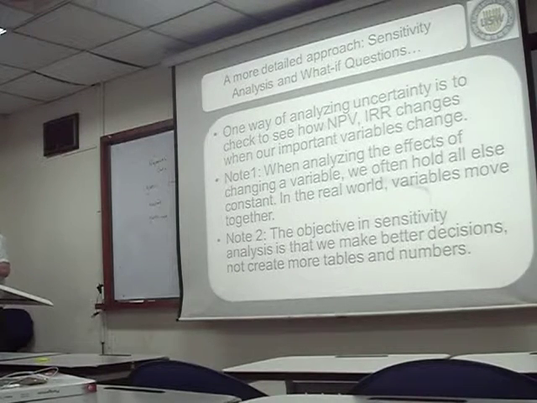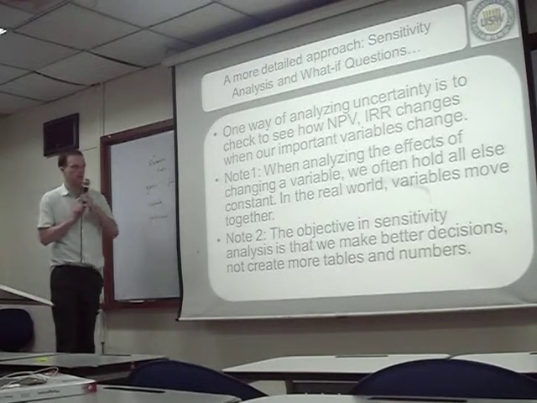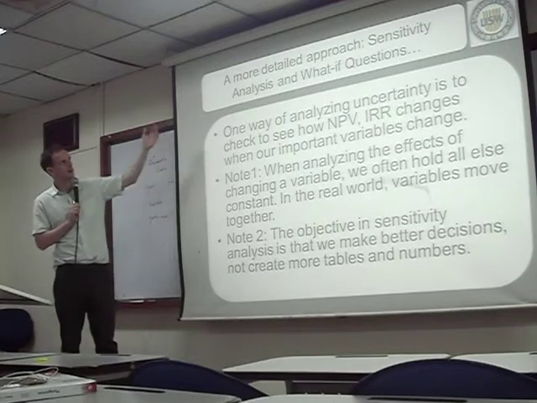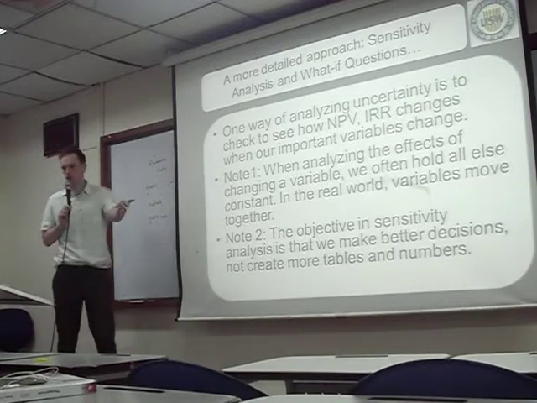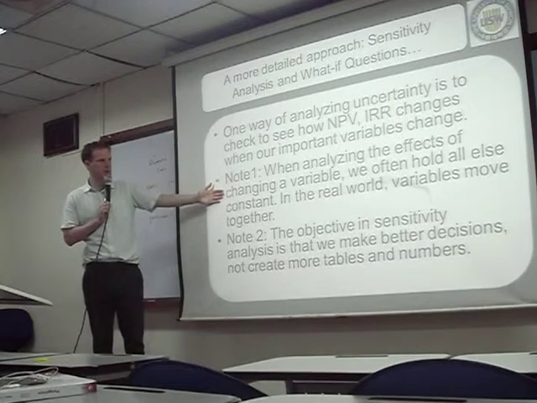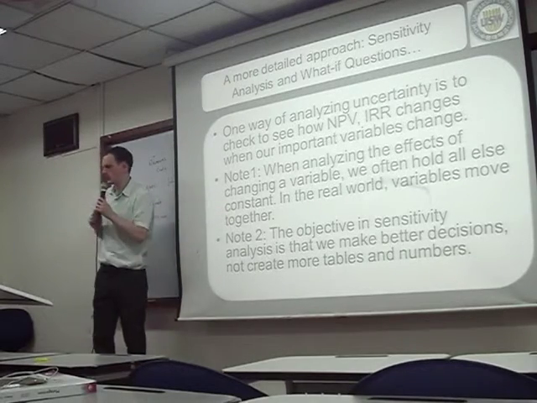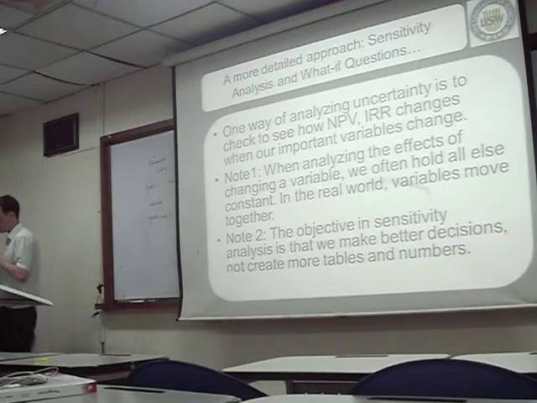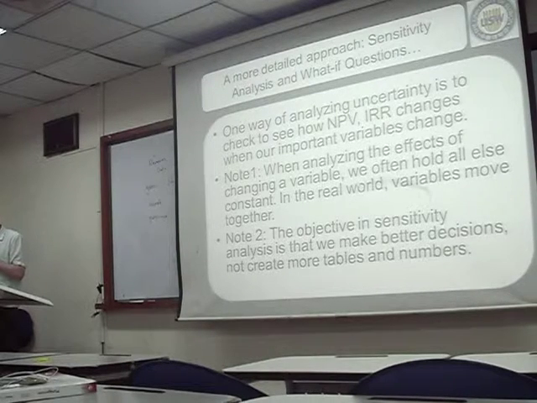So another way is checking how our NPV or IRR changes when the variables change. Do you understand variable? A variable is something which can change, like revenues can change, costs can change, tax can change. When we analyze the effects of changing a variable, we hold everything else constant. But in the real world, variables move together. So for example, revenues go down, costs go down too. But in this case, we just calculate revenues going down, but everything else stays the same. This is called sensitivity analysis.